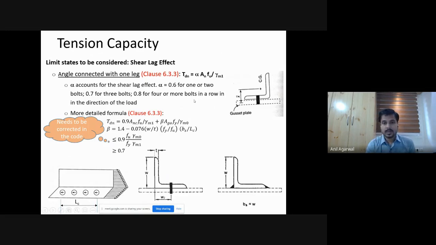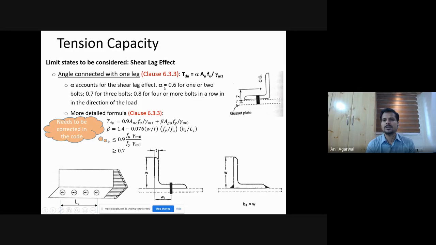The older provision of IS 800 had this equation. For the design capacity of net section rupture of an angle that is connected through only one leg, the formula was design capacity equal to alpha An fu divided by gamma m1. An is known to us, the net cross section area. You just take out the area of the hole, that is An. Fu is the ultimate stress, divided by the partial safety factor. The additional factor alpha takes care of the shear lag effect.